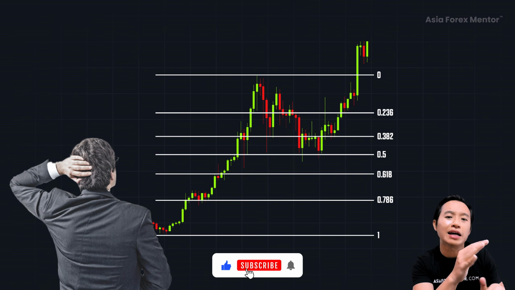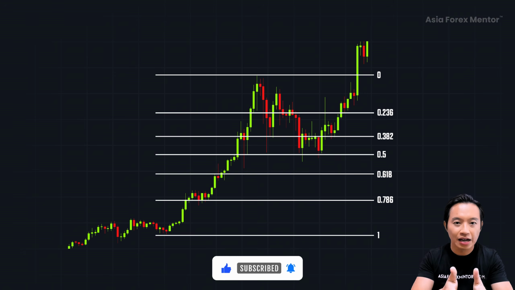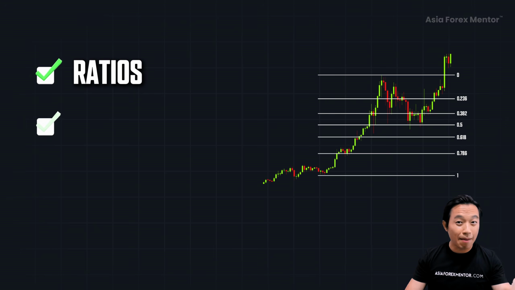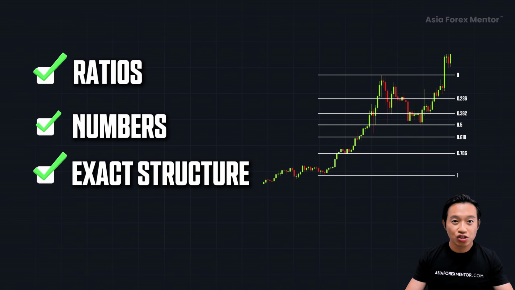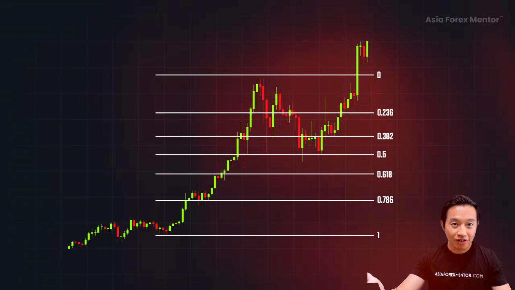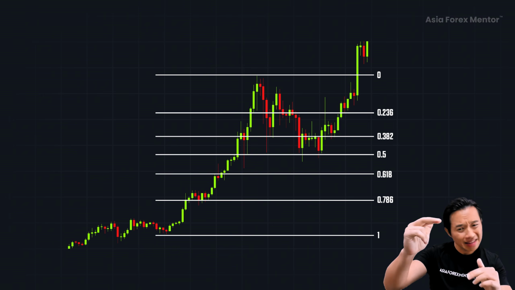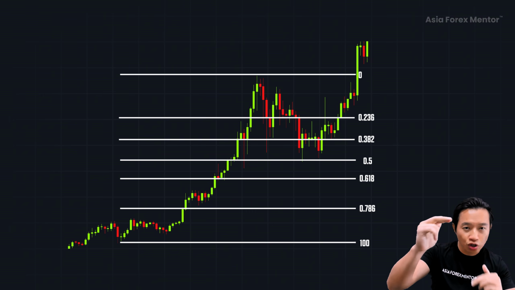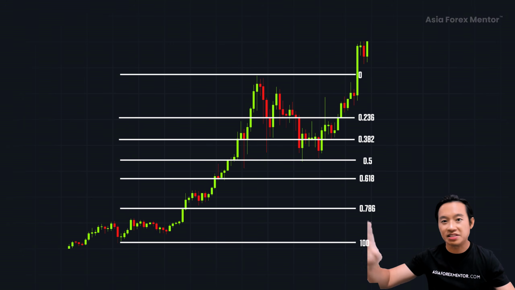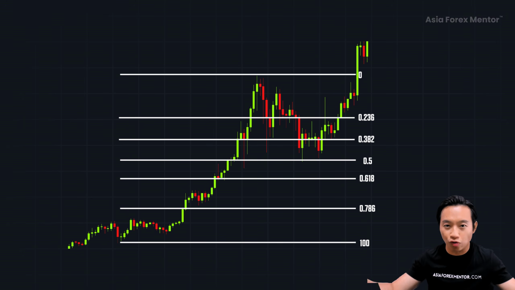I think it's going to be here. No, it's very precise. The Fibonacci levels are built on ratios, numbers, exact structure. So the way that you place it has to be just as sharp, right? If your anchor is just off a little bit, you're going to read the wrong levels. And that's how the trades go sideways, even before they begin. It's going to go wrong right away.